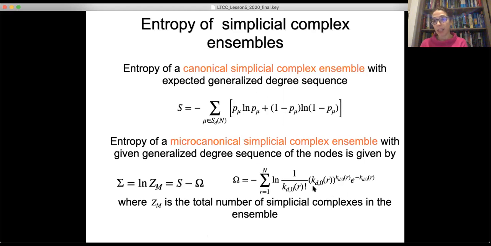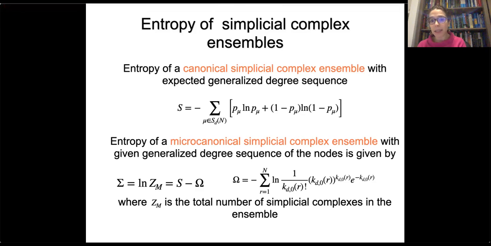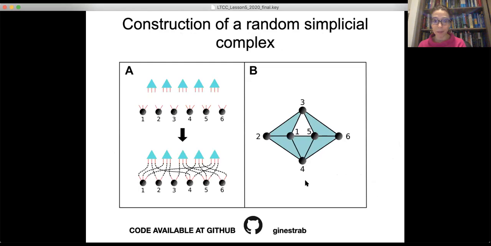So interestingly, we can also have the microcanonical version and the canonical version, and they are not equivalent because when we enforce the generalized degree sequence here, we are enforcing an extensive number of constraints. And so this is not surprising given all that I've been saying in the previous lecture.